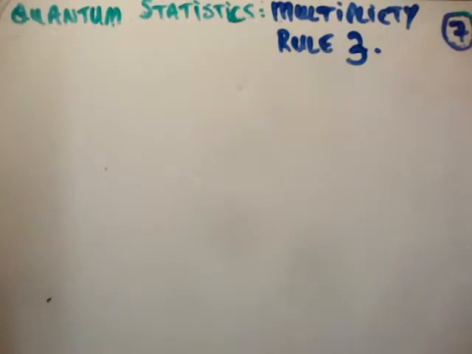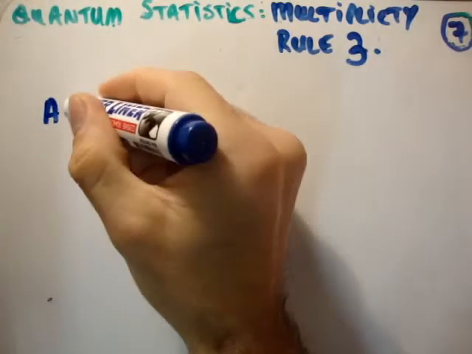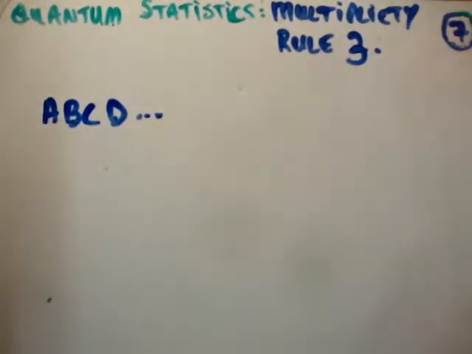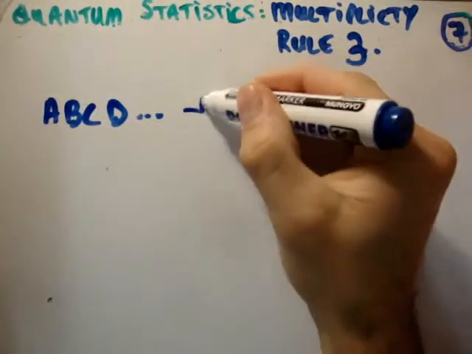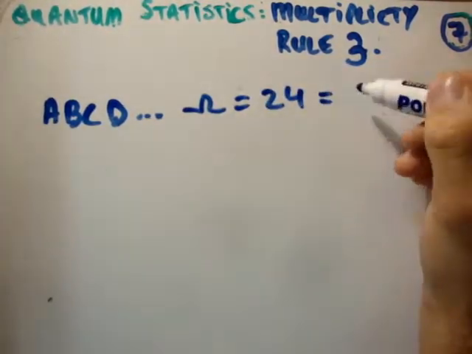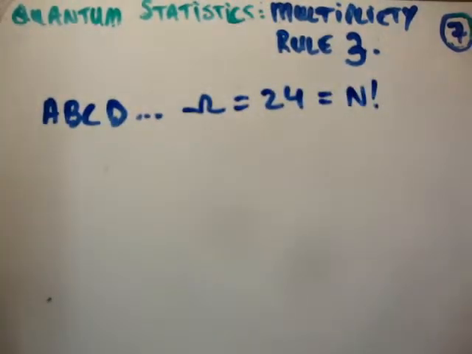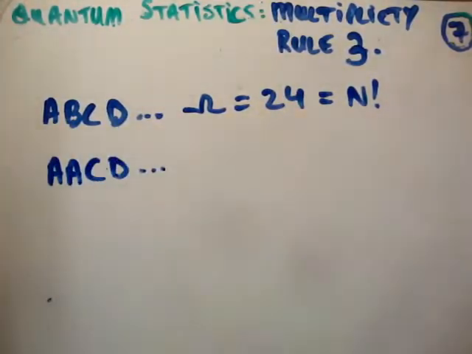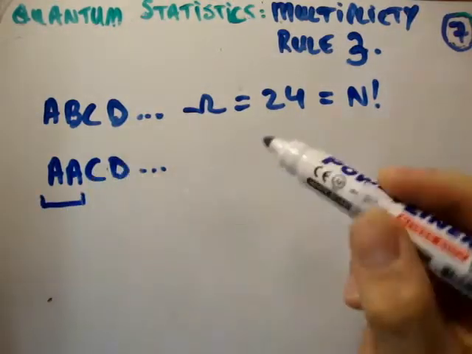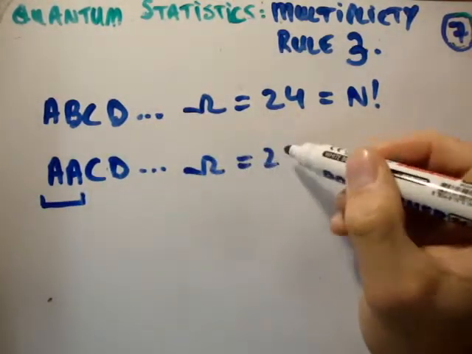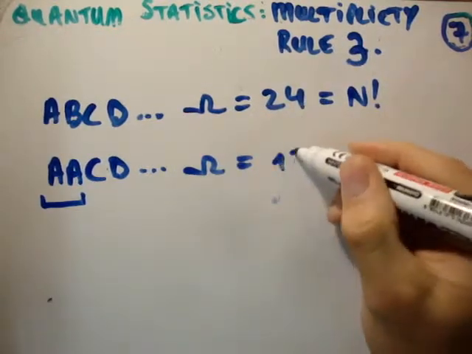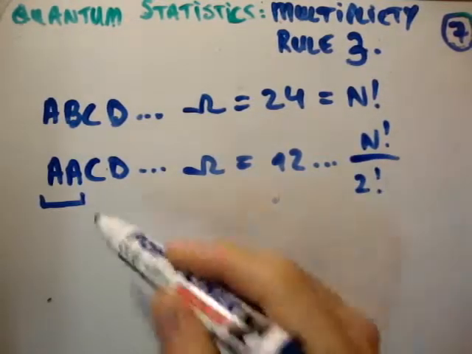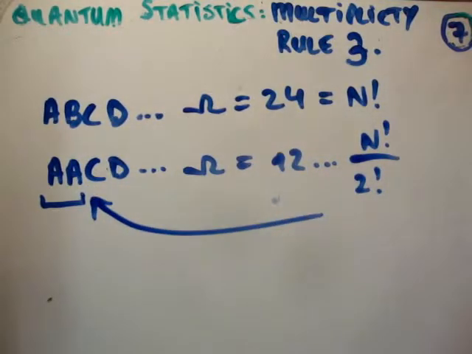So, just to remind you, in multiplicity rule number 1, we tried to get the multiplicity of 4 distinguishable particles which were interacting. So we had one particle per state, and we worked out that the multiplicity was equal to 24, which was n factorial. Then when we had 2 identical particles and then another 2 distinguishable particles, so we had 3 species, namely 1, 2, 3, this time we got a multiplicity of 12. So it was n factorial divided by 2 factorial, where the 2 came from the number of identical particles that we had.